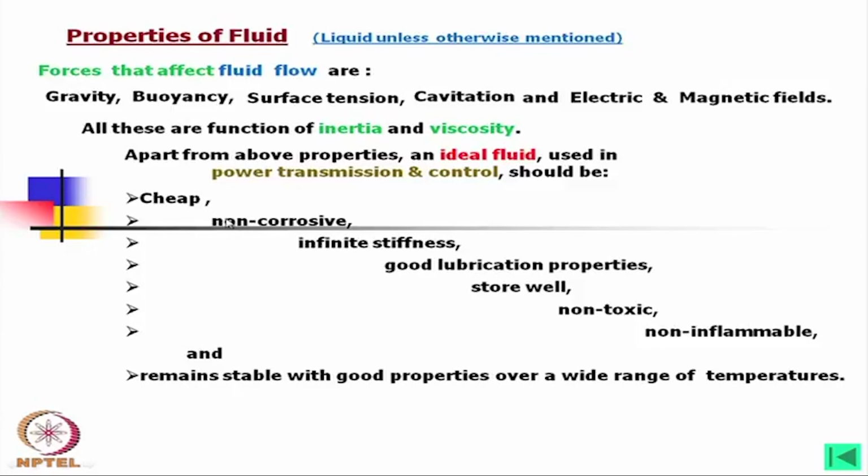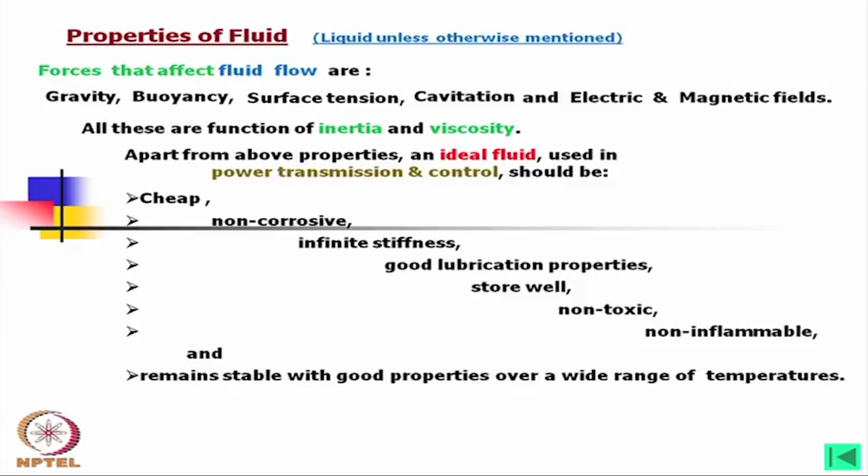Then non-corrosive. Most of the components are ferrous material, so we should look into the fact that the oil should not be corrosive. No rust should come over the ferrous components. Now, infinite stiffness, what is it? Infinite stiffness means we wish that the fluid should be incompressible and stiff in such a way that it should behave like a solid material while it is transmitting force.